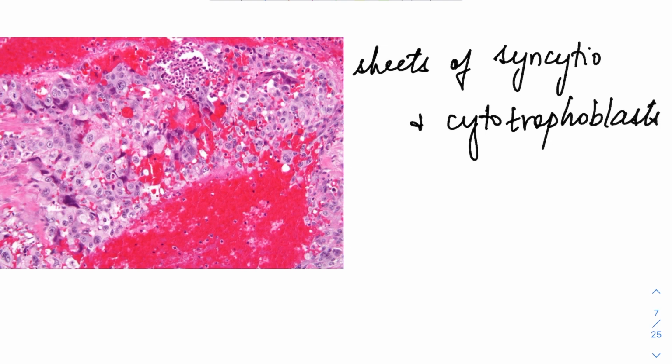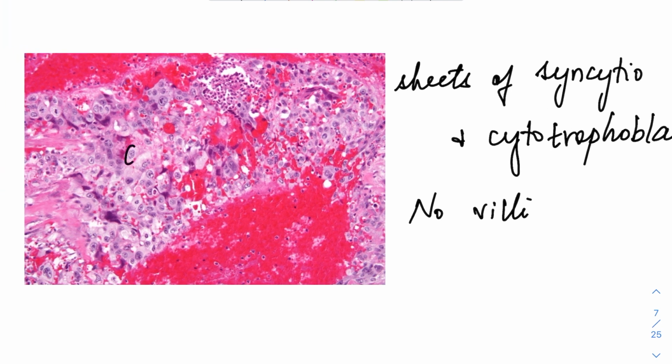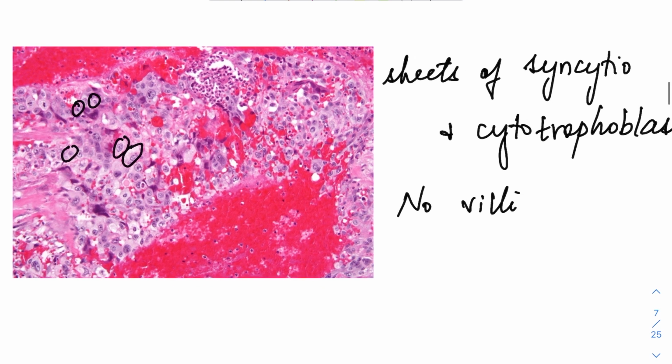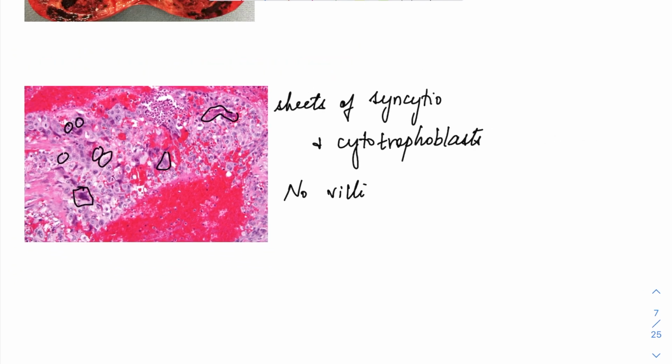But normally these syncytio and cytotrophoblasts are components which form the villus. So villus in the placenta. So villus structure in the placenta is going to be formed by these cyto and syncytiotrophoblasts. But when these form the choriocarcinoma, they do not form any villi. It is just sheets and sheets of these trophoblastic cells along with hemorrhage and necrosis. So the cytotrophoblastic cells are going to be polygonal like this. So the bigger cells are cytotrophoblasts, while multinucleated giant cells which we see here are going to be the syncytiotrophoblasts. Okay.